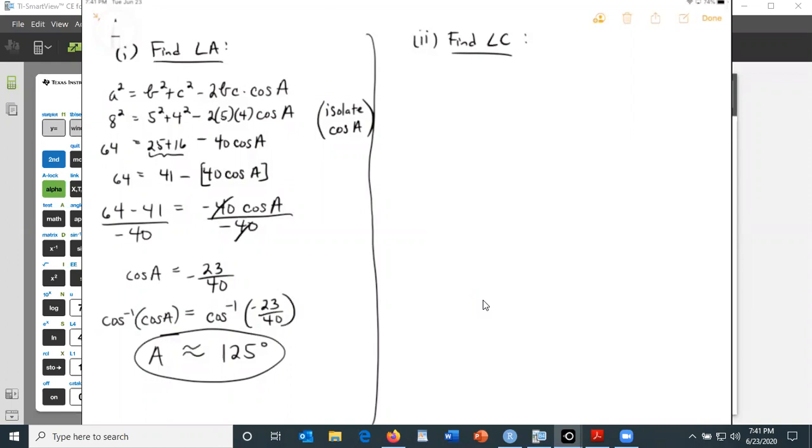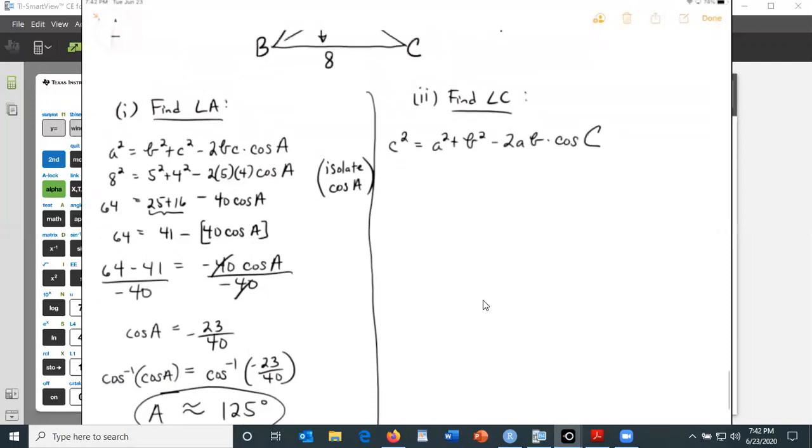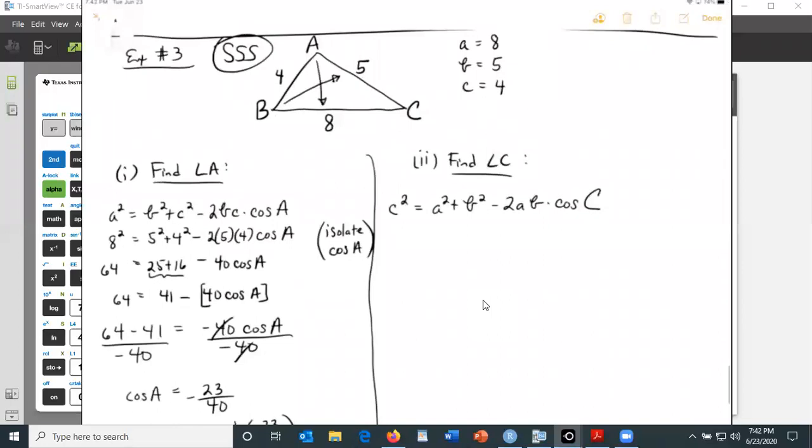All right, part two, let's find angle C. If you want to find angle C, you have to use the third formula, with side c squared equaling a squared plus b squared minus 2ab times the cosine of C. Now we're filling in all the lowercase letters. Little c is 4, which goes on that side, and then a squared is 8, so 8 squared plus 5 squared minus 2 times 8 times 5 times the cosine of angle C.